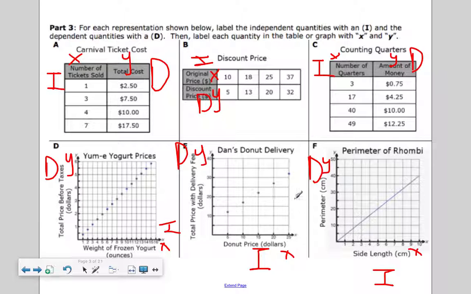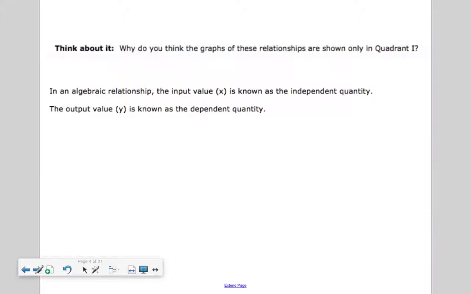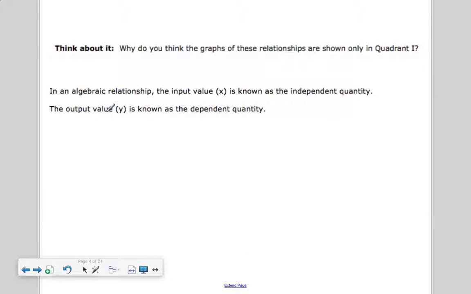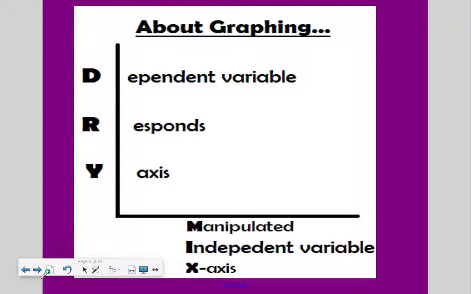This is about side lengths. You can't have a negative side length, and you can't have negative donut prices, so that's why it's quadrant 1, because it's positive. And in the algebraic relationship, this is how I was able to do it. The input, or the x value, is always the independent, while the output value, or the y axis, is the dependent.